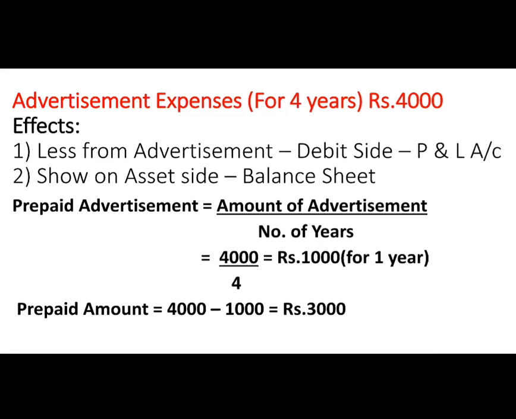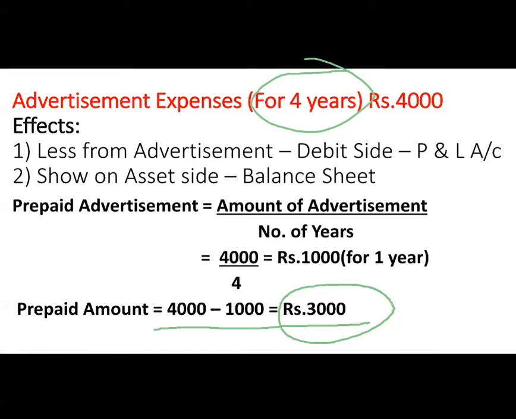So amount of advertisement is how much? 4,000. Number of years is 4. So you are going to divide this 4,000 by 4, then you will get the amount of 1 year. How much is it for one year? It is 1,000, which means the extra amount is 4,000 minus 1,000, so how much is left? 3,000, which means the 3,000 is the amount of the next years which is added in this expenditure.